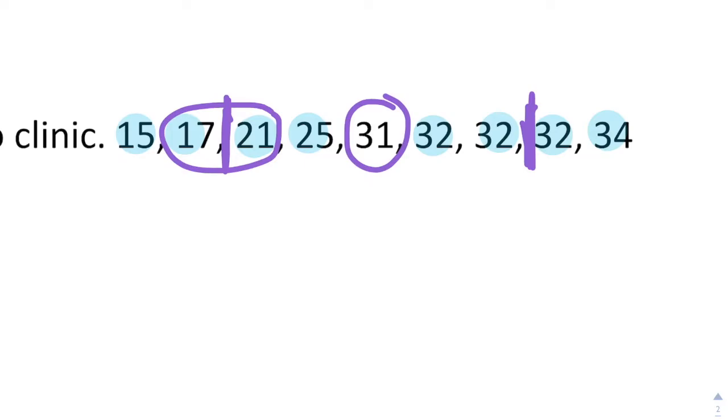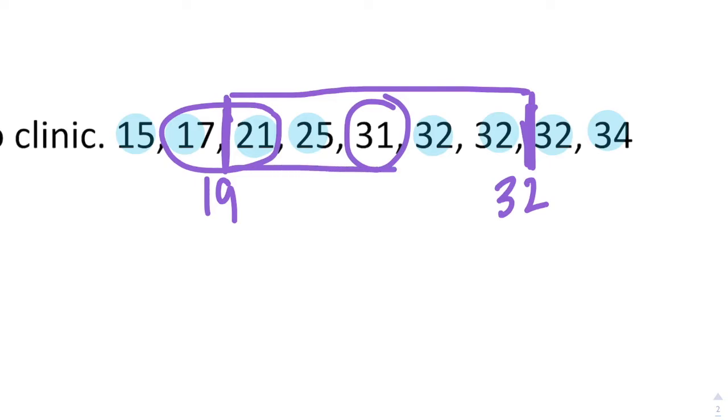17 and 21 is 38, divided by 2 is 19, so my median here is 19. And on this side, since it's 32 and 32, that one's really easy. It's just 32. And so what you do is you just draw the box between your end halves, the left half and the right half. You just draw a box between those. And then your whiskers go out to your highest and your lowest number.